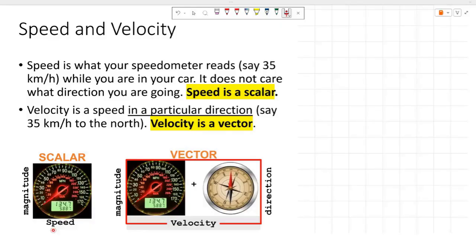So that's the speed. It doesn't care where you're going, right? What direction, it doesn't matter. All it cares about is how fast the car moves. It's just a number, right? The speed is just a number. So that's why it has to be a scalar.